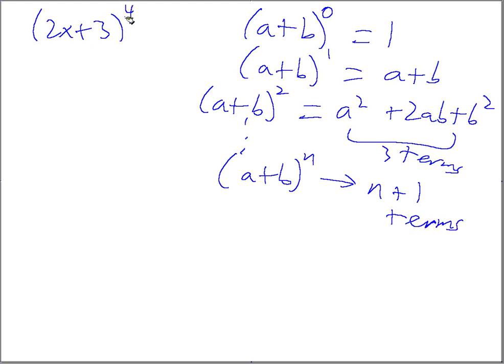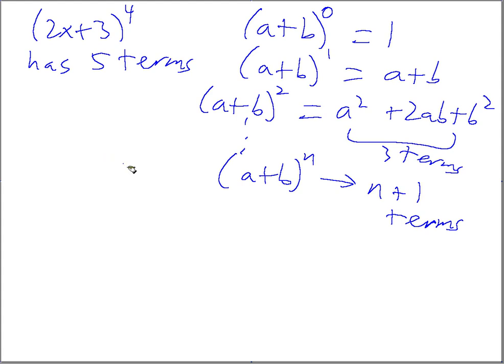Now what about this 2x plus 3 to the 4th? How many terms? Well, it's going to have what? 5, n plus 1, right? 4 plus 1, so 5 terms. There's going to be 5 terms when I multiply it all out and combine like terms, right? So we should get 5 terms for this expansion.